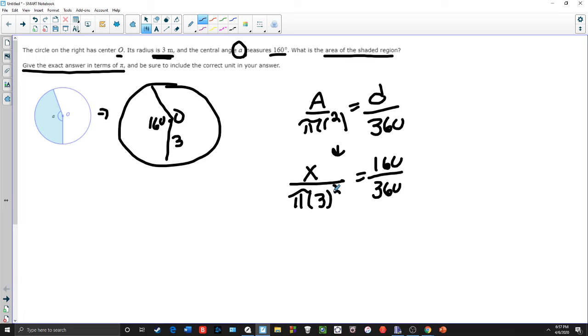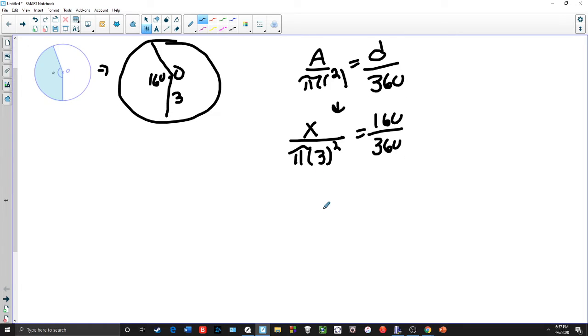So here's the only change you have to make when they say, give the exact answer in terms of pi, or when they say don't round, something like that. Basically what they mean is they want you to keep pi in the problem. Do not multiply pi into the 3 squared. So here's how that would look. You would do x, 3 squared is 9, so you'd write 9 pi. You would not multiply this together and get a decimal. Basically, I want you to avoid using decimals like that. Just write it as 9 pi equals 160 over 360.